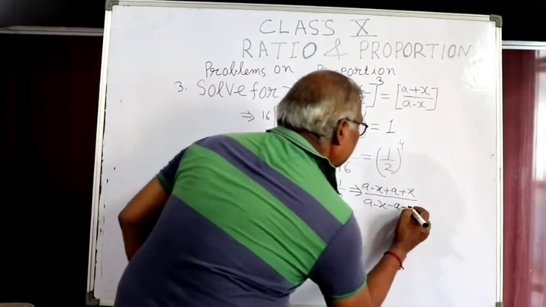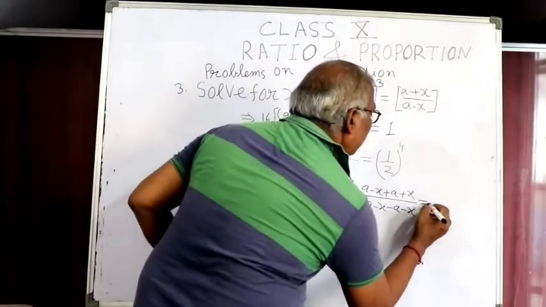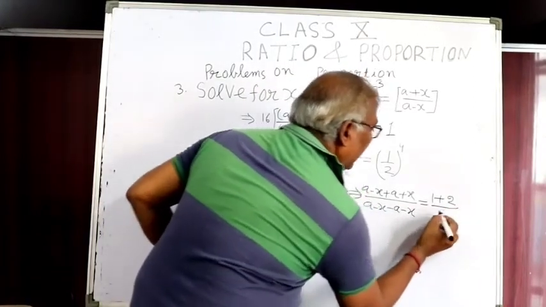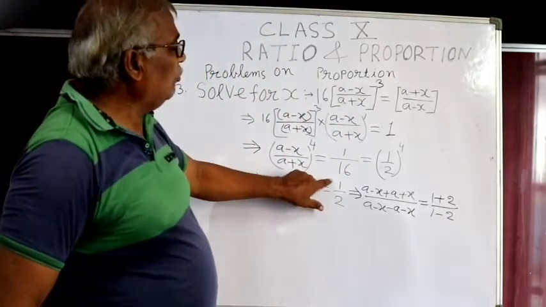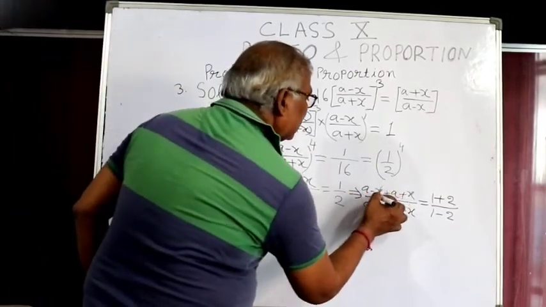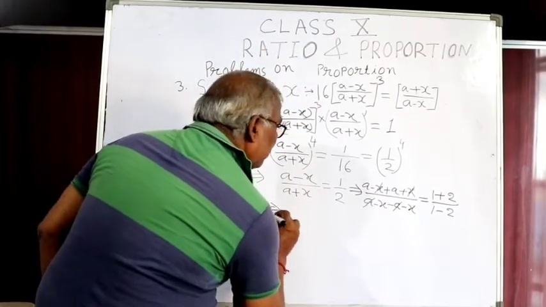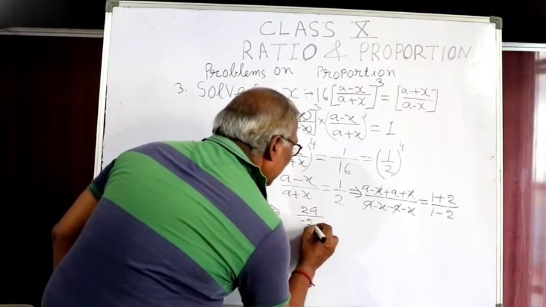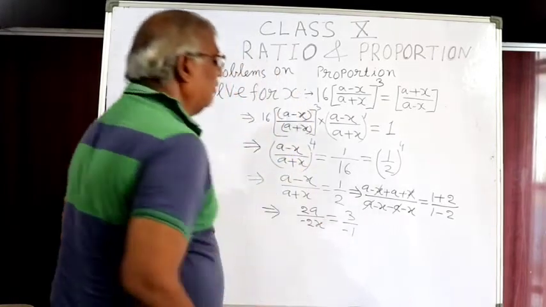Then this sign will be changed. This plus sign will be changed. And here we get 1 plus 2, numerator plus denominator upon numerator minus denominator. Here minus x plus x cancel, plus a minus a cancel. This implies that 2a upon minus 2x is equal to 3 upon minus 1.